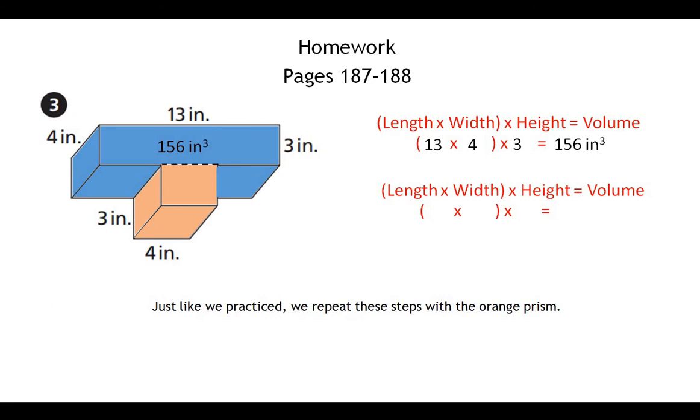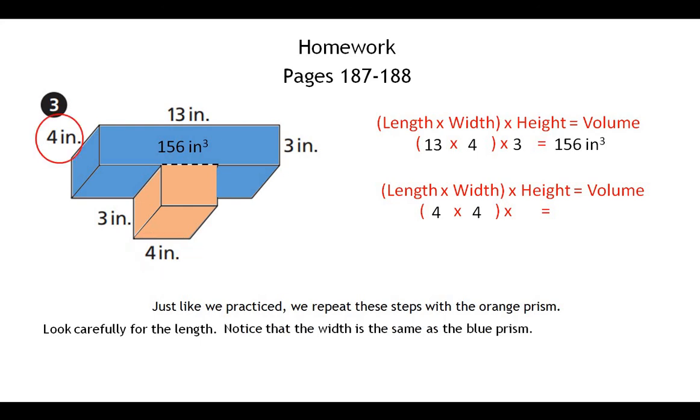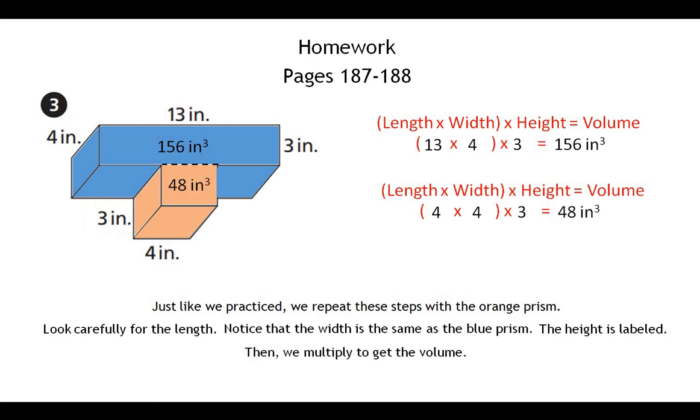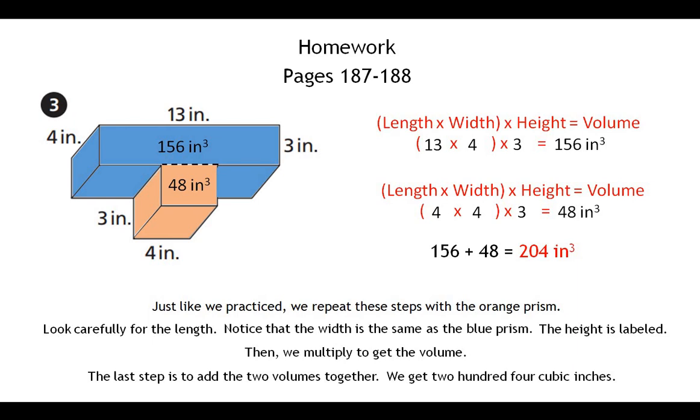Just like we practiced, we repeat these steps with the orange prism. Look carefully for the length. Notice that the width is the same as the blue prism. The height is labeled. Then we multiply to get the volume. The last step is to add the two volumes together. We get 204 cubic inches.